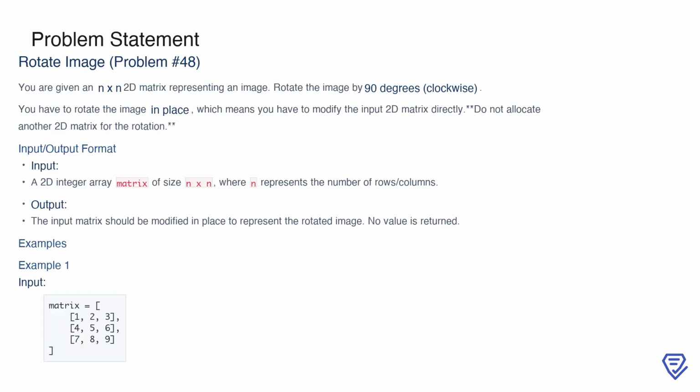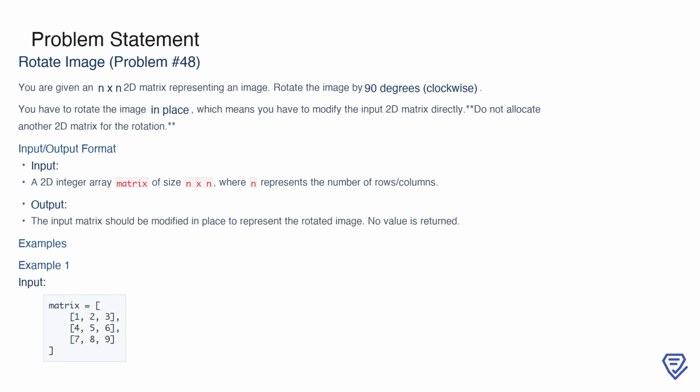Today, we'll be tackling an interesting and widely used problem in coding interviews, problem number 48, rotate image. In this session, we'll break down the problem, explore potential approaches, and guide you step by step towards an efficient solution. Let's dive in. In this problem, you are given a square 2D matrix, which represents an image, and your task is to rotate this matrix 90 degrees clockwise.